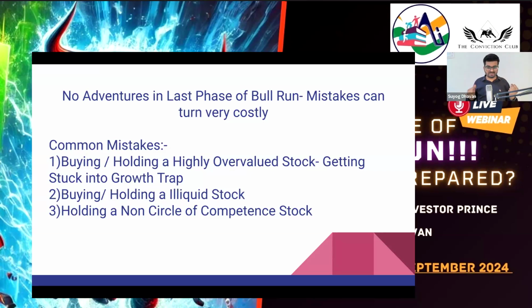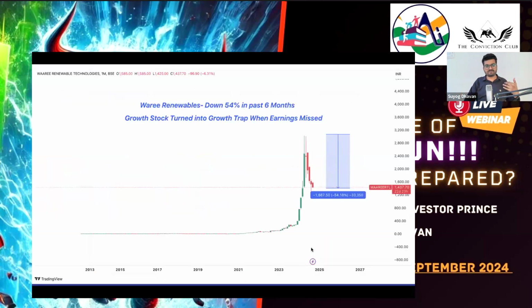उसके बाद कैश जनरेट होगा. उस कैश जनरेट का क्या करना है वो अभी आगे डिस्कस करते हैं, उसके ऊपर what we can do. One of the things why I'm saying that holding a hyper overvalued stock, so just see what happened with Waaree Renewables. Waaree Renewables is down 60% from the recent top when the growth missed.